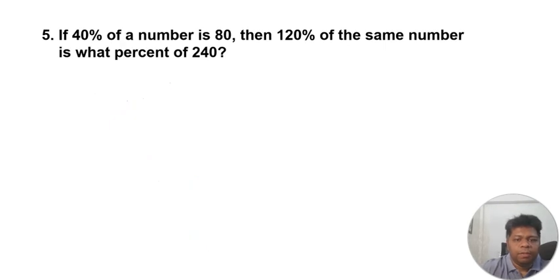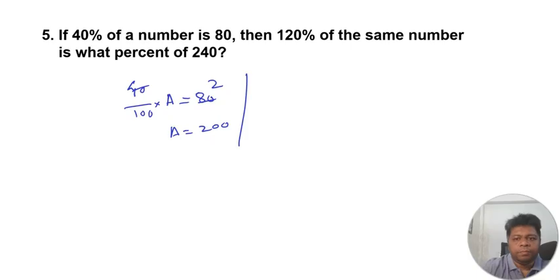40% of a number is 80. Then 120% of the same number is what percent of 240? 40% of a number. So we can do 40 by 100 multiplication of a number. We don't know the number, assume it A. That is equal to 80. Now divide 80 by 40, 2. So the number is 200. Okay. Now go to the next part.